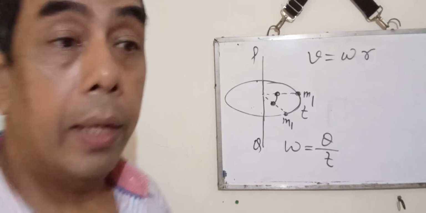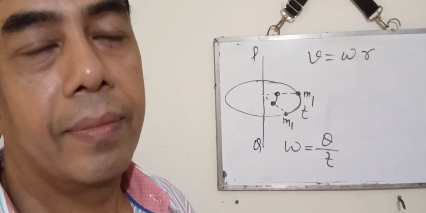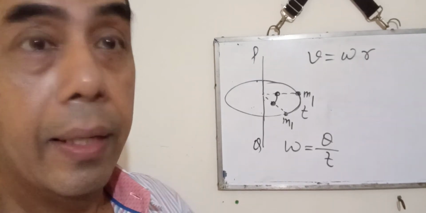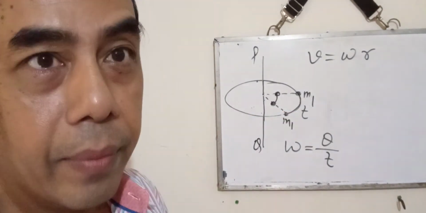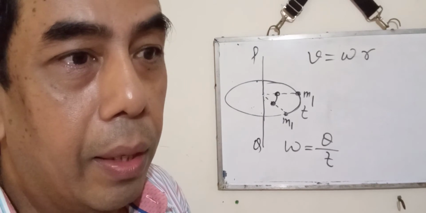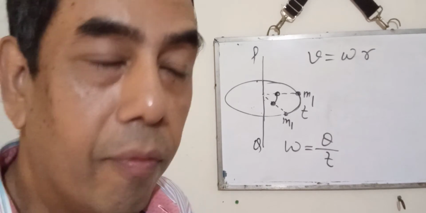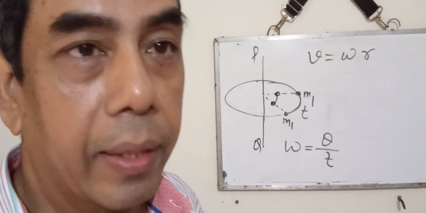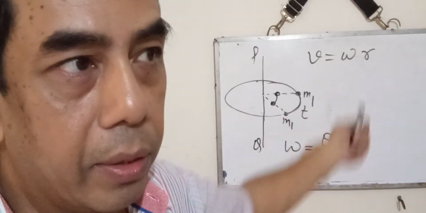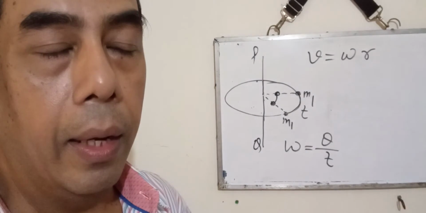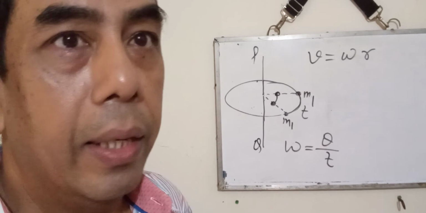But they do not cover the same distance. So this mass and this mass take the same time, but do not cover the same distance. So the linear velocity will be different. But each of the masses all over this body has the same angular velocity, but not the same linear velocity.